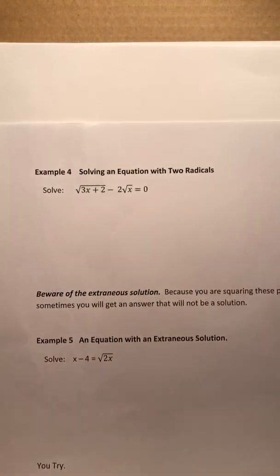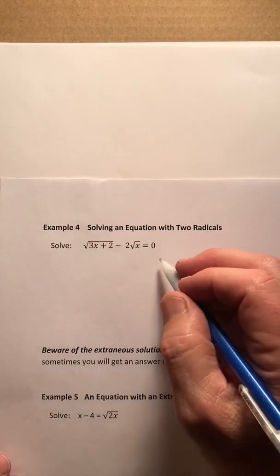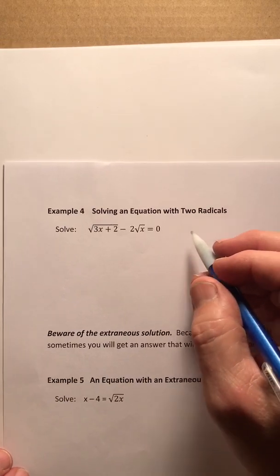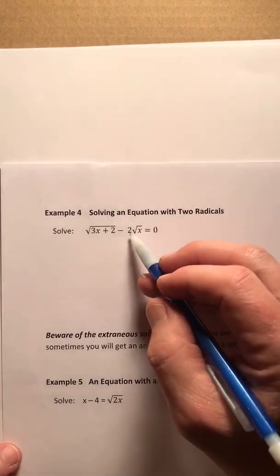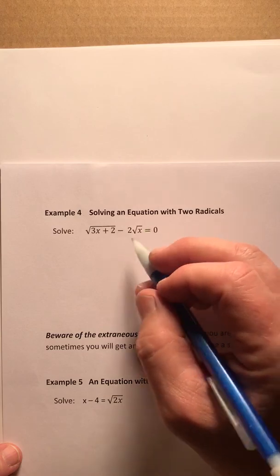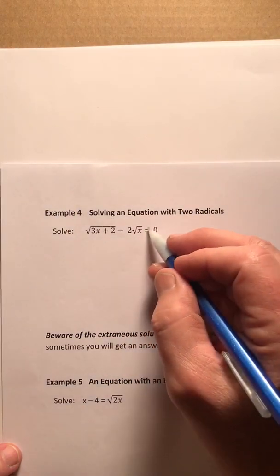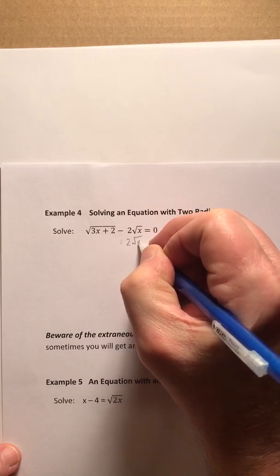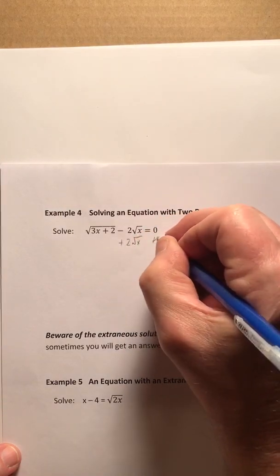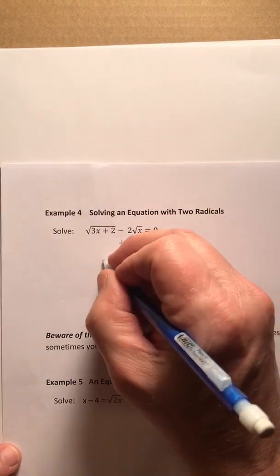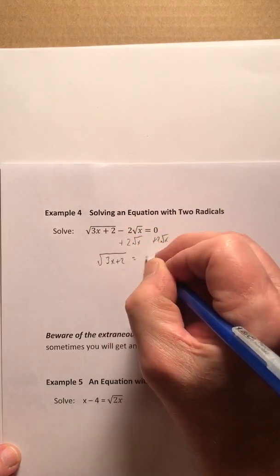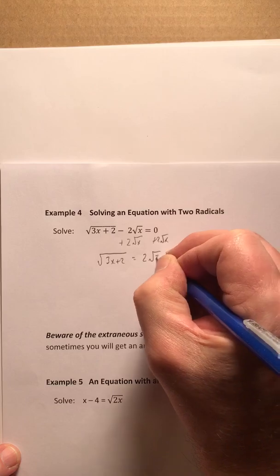All right, next one. It's example 4. We're going to solve an equation with 2 radicals. All right, so what we have to do is we have to isolate one of them. So I'm going to isolate this one, move this to the other side. So I'm going to add 2 root x. All right, add 2 root x to both sides. So that gives me the square root of 3x plus 2 equals 2 root x.